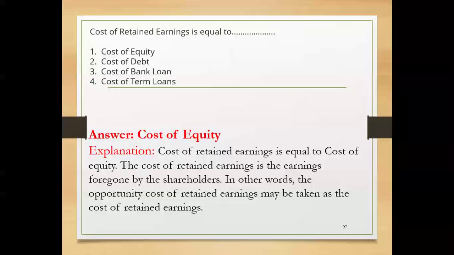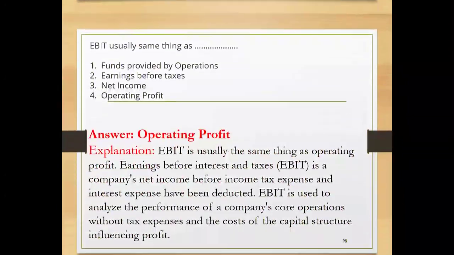The cost of retained earnings is equal to the cost of equity. The correct answer is cost of equity. It's not cost of debt, cost of bank loan or cost of term loans, but it is the cost of equity. See, the cost of retained earnings is the earnings foregone by the shareholders. In other words, the opportunity cost of retained earnings may be taken as the cost of retained earnings.